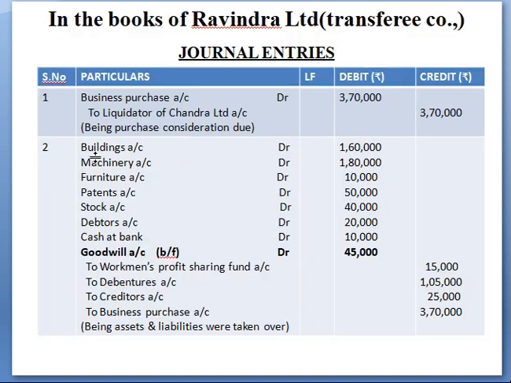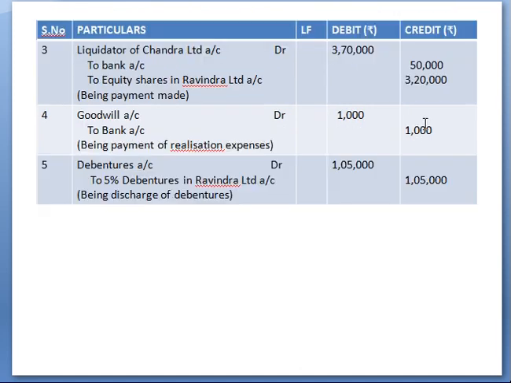In case you are getting the balancing figure on your credit side, write it as capital reserve account, right? And your third entry: already we have the liquidator receiving 3,70,000, right? And how is this amount paid? Just enter the mode of payment. Liquidator of Chandra Limited account debit 3,70,000 to bank account 50,000, to equity shares in Ravindra Limited 3,20,000. This is the discharge of purchase consideration.